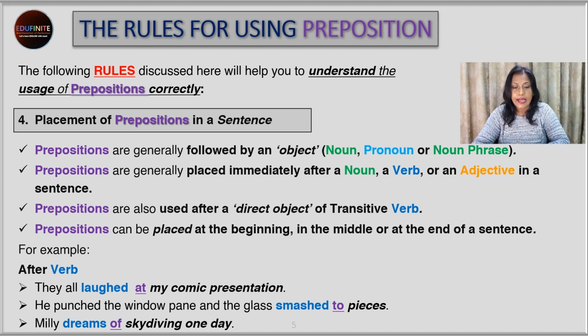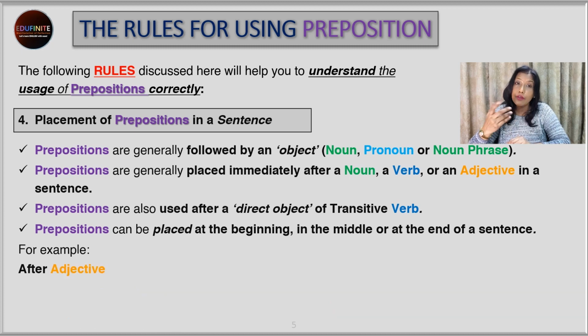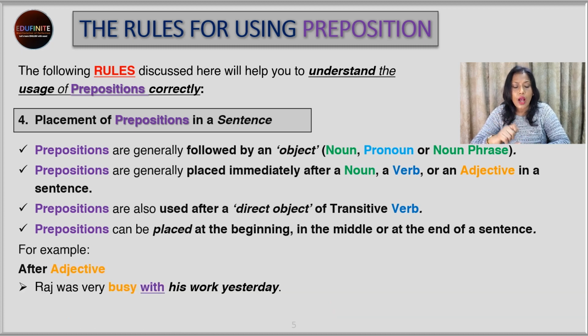Well, next we come to after adjectives. So, Raj was very busy with his work yesterday. Again, with is placed beside the adjective busy, and the noun phrase his work yesterday, what is it doing? That's the object of the preposition with.